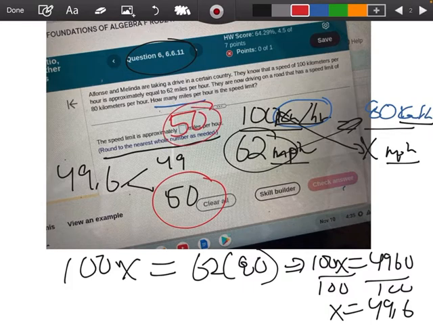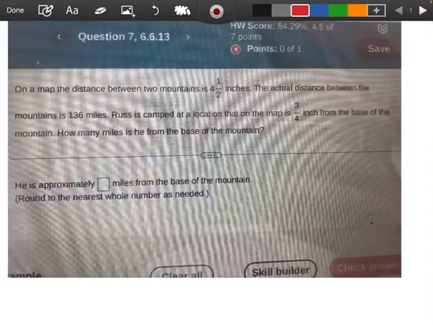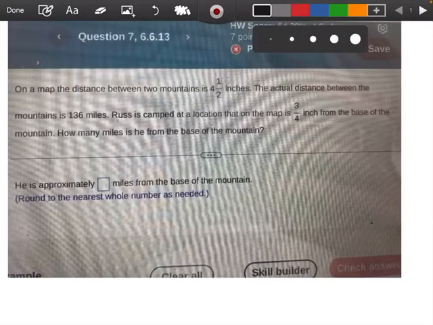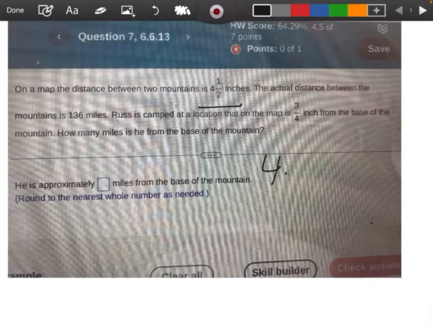Okay? Now, there's another problem that we were asked, a similar type of problem. It says, on a map, the distance between two mountains is 4.5 inches. Y'all, as a decimal, that's 4.5, so 4.5 inches. But the actual distance is 136 miles. So notice, inches on the top, miles on the bottom.